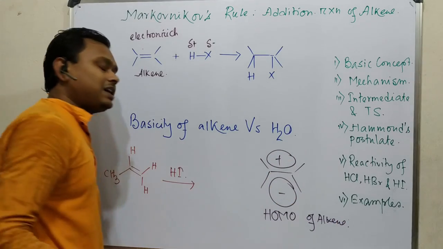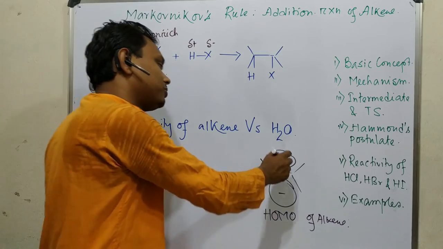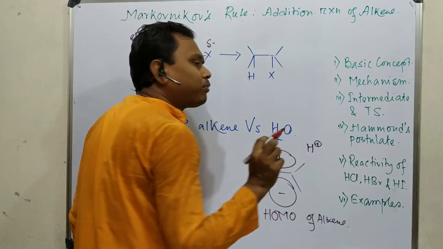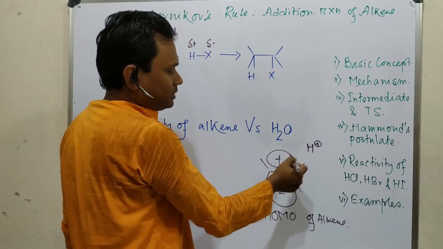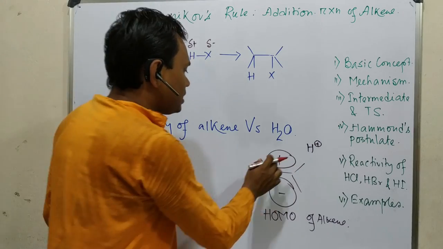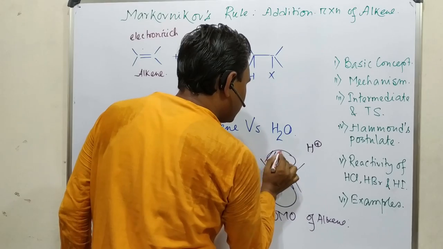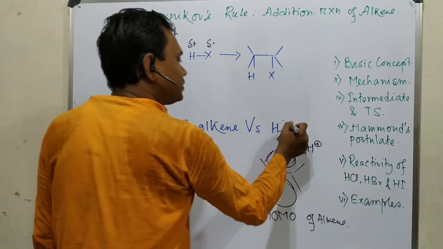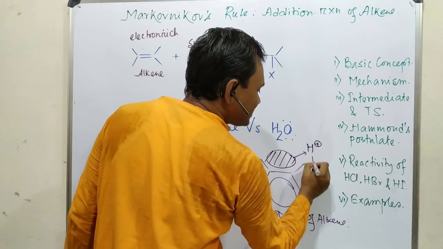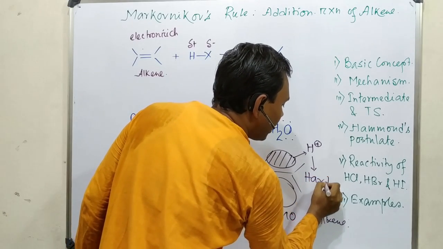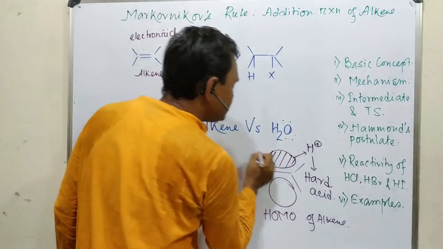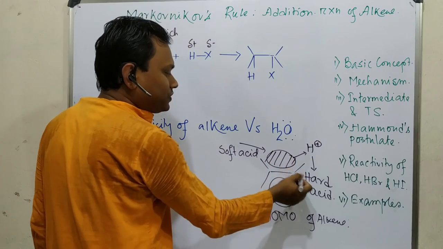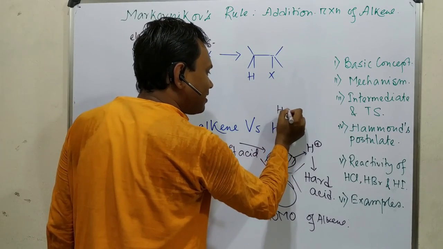This is plus, this is minus. In several videos I have explained this molecular orbital concept. So the proton is expected to react with this. Proton means a positive charge, no electron, so it will react with this. This is a symmetry sign, plus and minus, or you may represent this in this way also. Now if we compare, the proton is a hard acid, but alkene is a soft base.